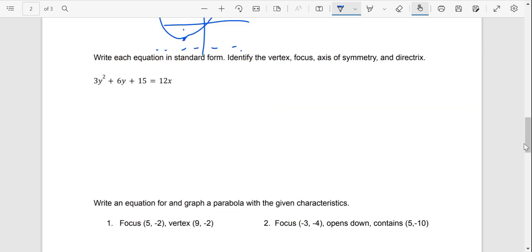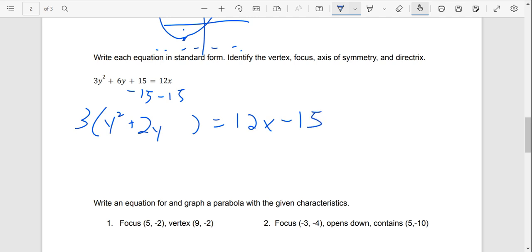All right, next, write each equation in standard form. Identify the focus, vertex, axis of symmetry, and directrix. Now, in this case, we have to use something you might remember from the past, and that is completing the square. Let's subtract 15, and I'm going to factor out a 3 over here. So I'm going to get 3 parentheses y squared plus 2y, parentheses, equals 12x minus 15.